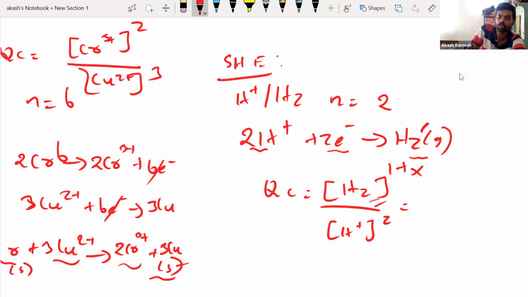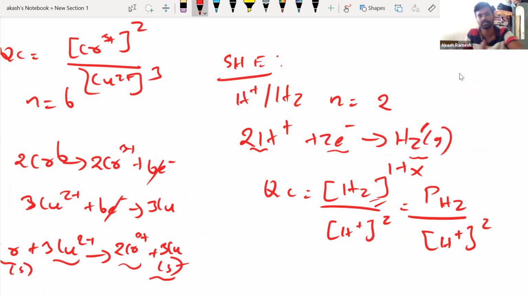So how do I write the QC value? It is like this: partial pressure of H2 divided by the concentration of H plus squared. This is exactly how we write. Since we don't have a solute or solvent for H2, it is not sensible to speak about the concentration of H2, but I can use the partial pressure as the active mass. So whenever this comes, you should always take the partial pressure of H2 and the concentration of H plus. That's what you have to take.